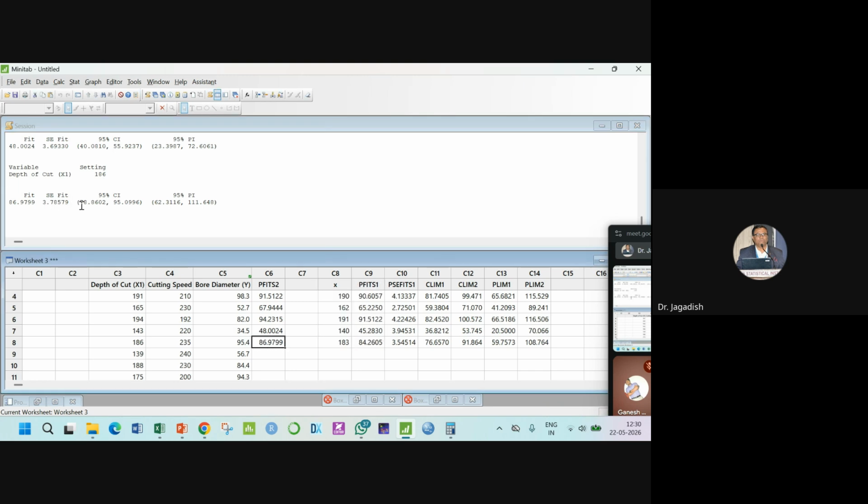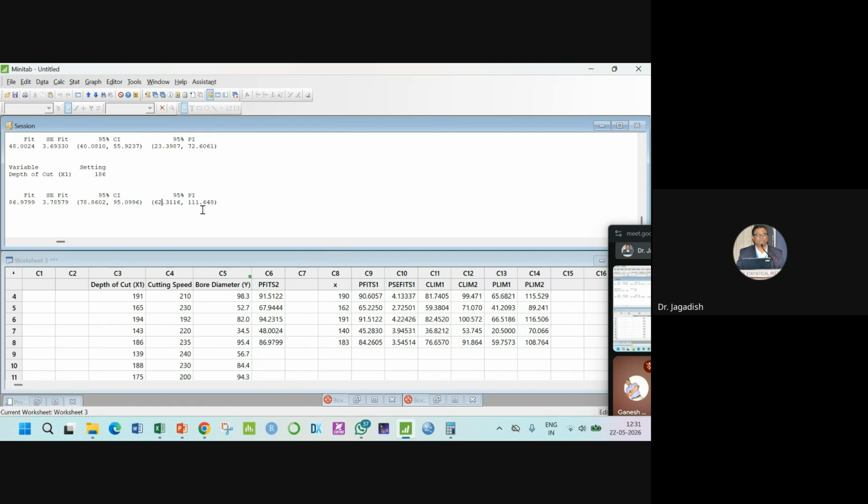The confidence interval is also given, and the prediction interval is also given. The confidence interval means there is a 90% chance that your predicted value is between 78 and 95 for your value of x1. So approximately, when you keep around 186 as the x value, there is a 90% chance that your value is between 78 and 95.